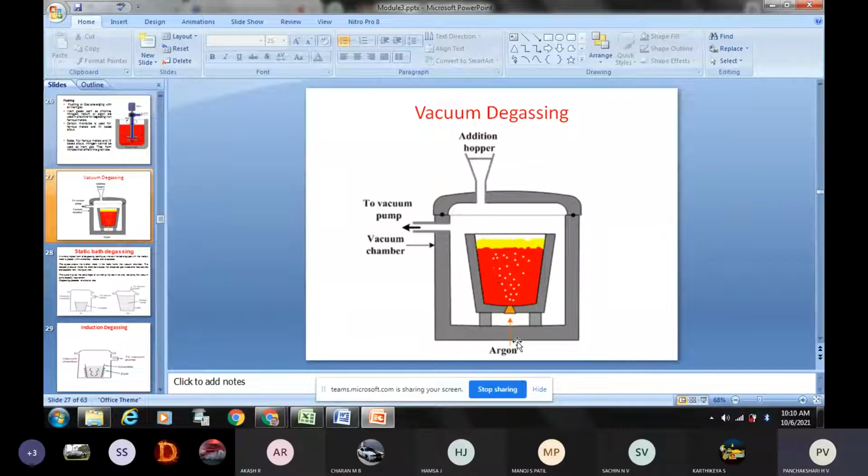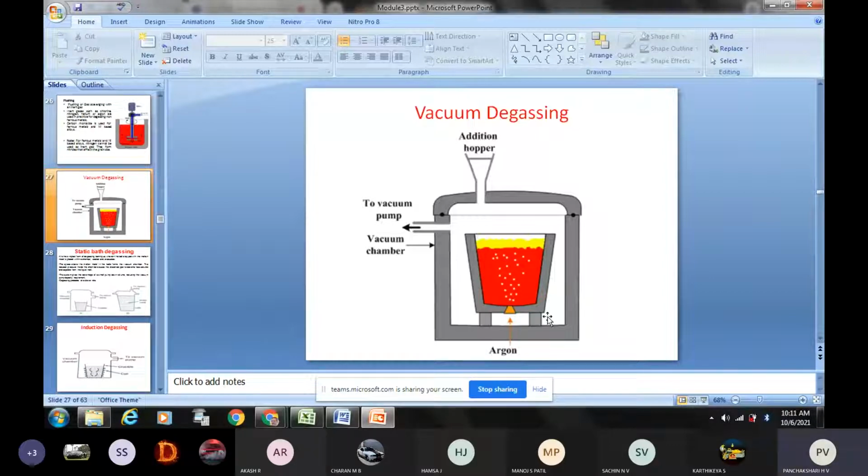Now what is happening? Argon gas, or as we have already discussed, inert gas, is supplied from the bottom. In flushing, you have seen that the gas is supplied from the top. Here there is a provision made to supply the argon gas to the bottom of the liquid metal. The process remains the same as that of flushing.